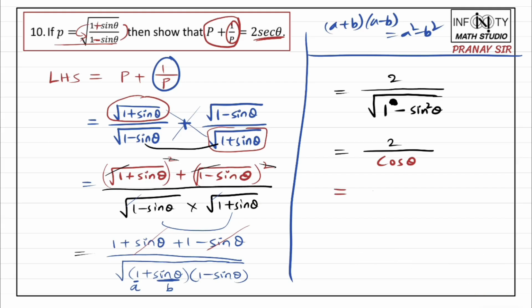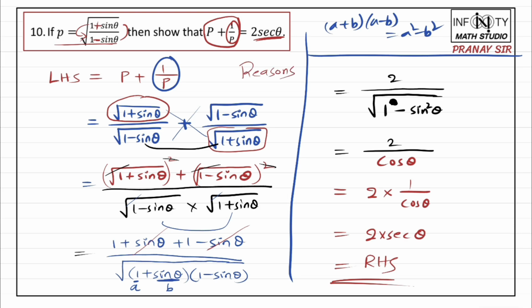Now 2 by cos theta is also written as 2 into 1 by cos theta. 2 into 1 by cos theta is secant theta, so it is 2 into secant theta. So this is nothing but RHS. So while solving this problem, the reasons or the formulas are compulsory.